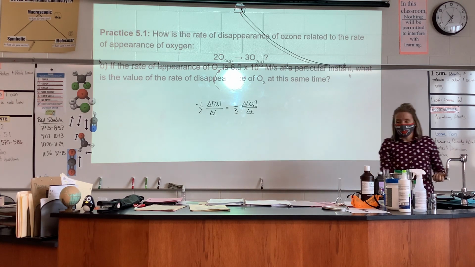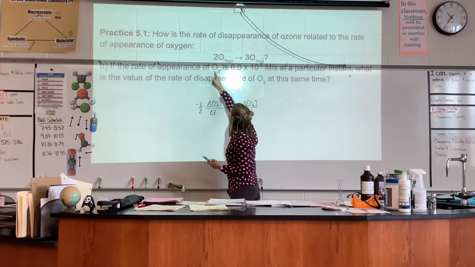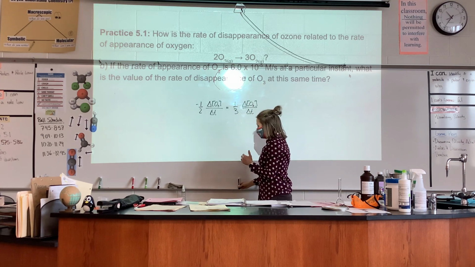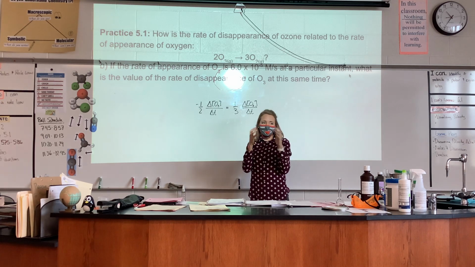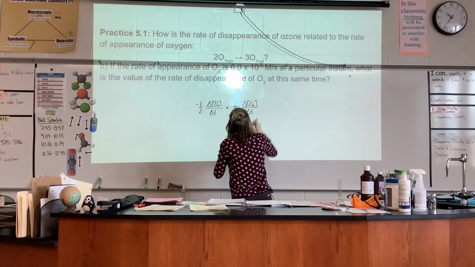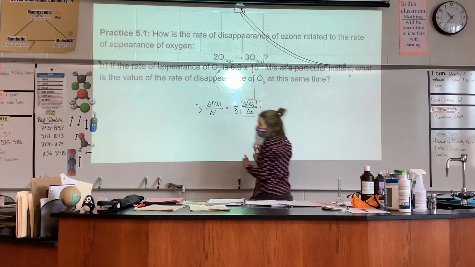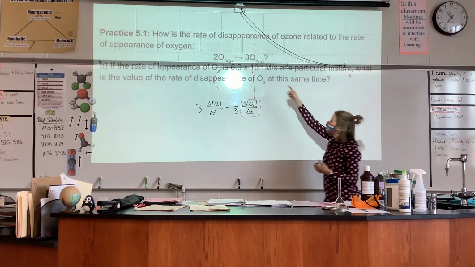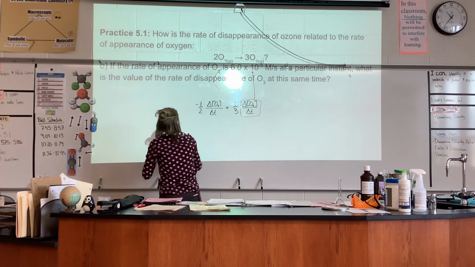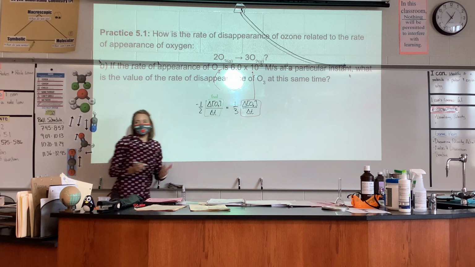Okay, now the problem tells us the appearance of O2 is this right here. Now what can often be kind of overwhelming is just the number of variables and symbols in these problems. But what you need to recognize is that this entire thing as a whole is that number, because that is the rate. And this whole thing right here is what I'm trying to find.